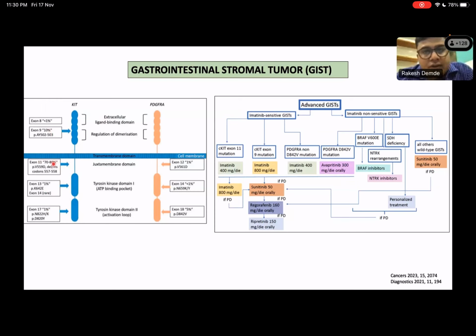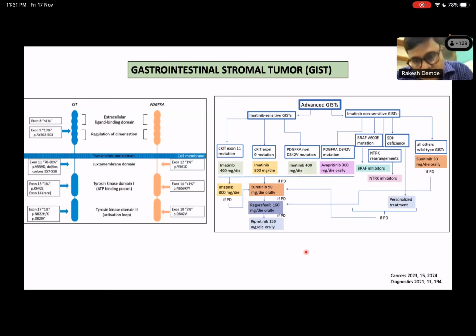So exon 9 and 11, you can see on this flow chart. Whenever there is an exon 11 mutation, we can give imatinib. Whenever exon 9, we can try a higher dose of imatinib. And if you have other mutations like exon 13 and exon 17, you have to go for a higher generation of TKI. So knowing the type of mutation, the type of exon, the treatment changes in GIST. Similarly with the PDGFR mutation, exon 18, specifically codon 842, is commonly involved. If you have an 842 mutation, you can give a PDGFR inhibitor. If it is a mutation other than codon 842, you can stick with imatinib. So knowing the particular mutation has a major therapeutic role in GIST.